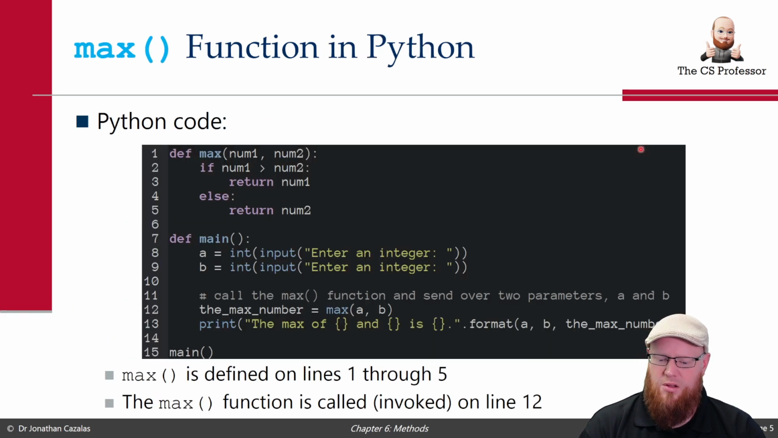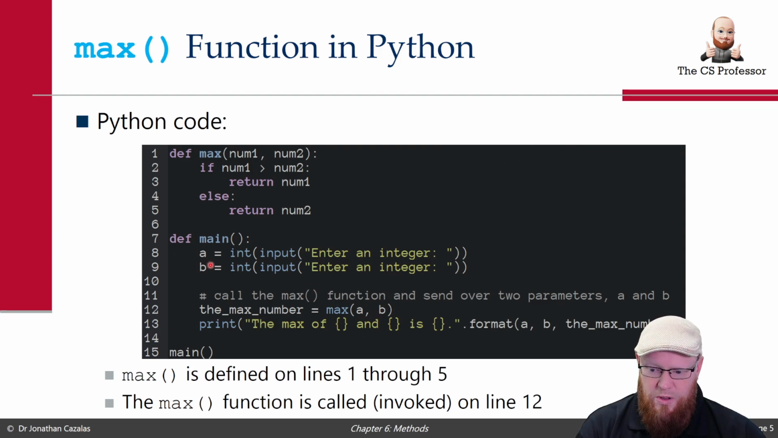So here's the Python code. We're going right to the code. Notice we have a max function defined at the top. We have a main function immediately underneath, where inside the main function, we're asking the user to enter two integers. We're saving those two integers into the variables a and b. And then on line 12, we invoke the max function. We call this max function that we made, and we send to it those two values, a and b.